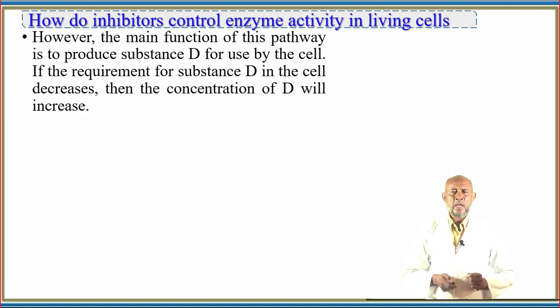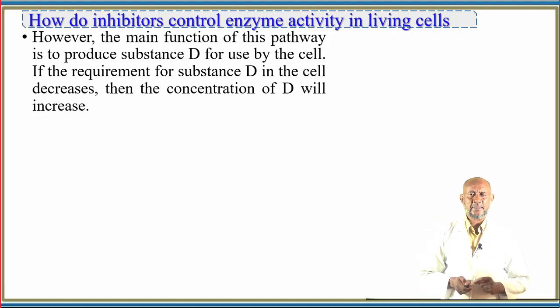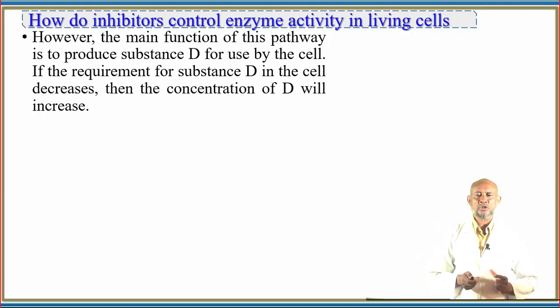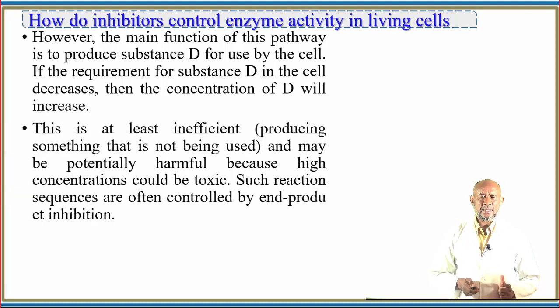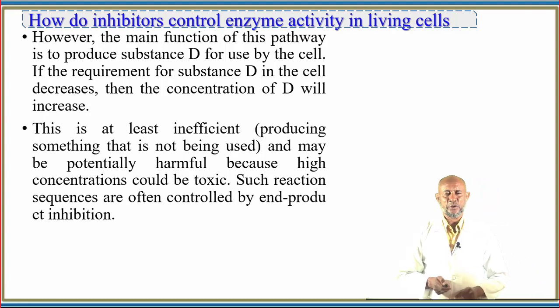However, the main function of this pathway is to produce substance D for use by the cell. If the requirement for substance D in the cell decreases, then the concentration of D will increase. But this is at least inefficient, producing something that is not being used, and may be potentially harmful because high concentration could be toxic. Such reaction sequences are often controlled by end product inhibition.